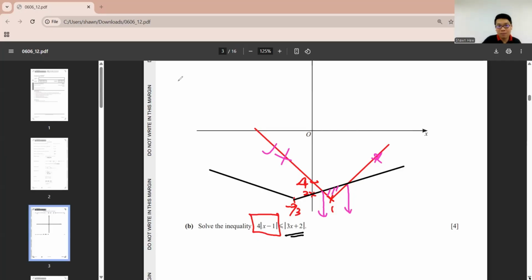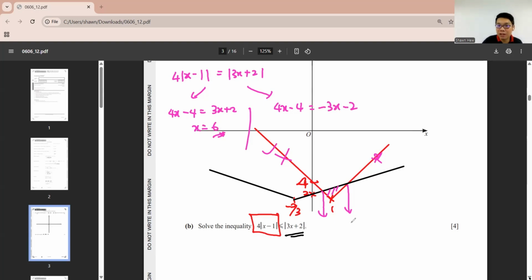So how to find the intersect points? We solve the modulus by splitting into two parts. The first part is we copy all the symbols. The second part is we swap the symbols of one part. So here 3x plus 2, we change it to negative 3x, negative 2. The first intersection point is 6. The second intersection point is 207. So we know the front is 207 and here is 6, so it's in between them. We follow the equal sign, so x is in between these two values. Then we score 4 marks.